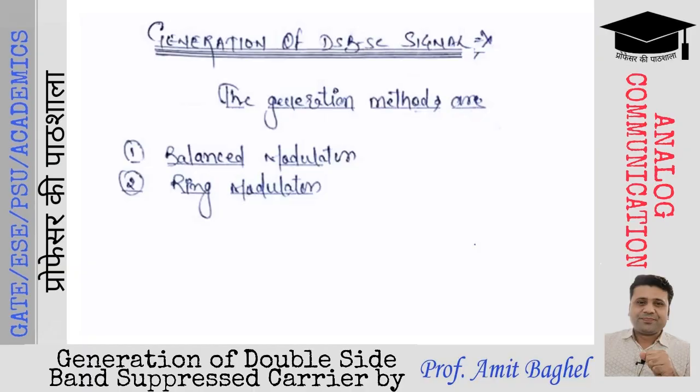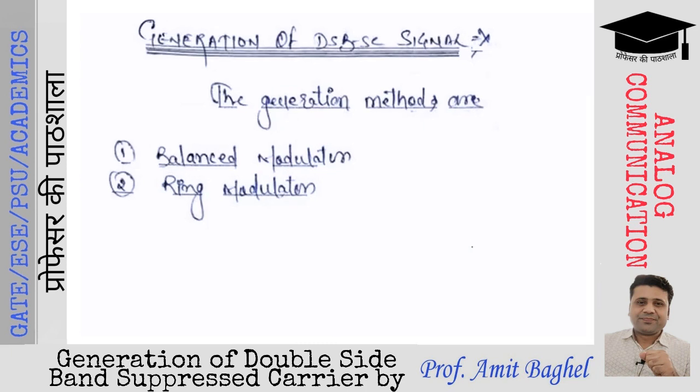Our objective is to generate the DSBSC at the transmitter side. Today, we are going to discuss two methods of the generation of the DSBSC signal. Hence, the two methods are: first is the balanced modulator. The DSBSC signal can be generated at the transmitter side with the help of the balanced modulator.